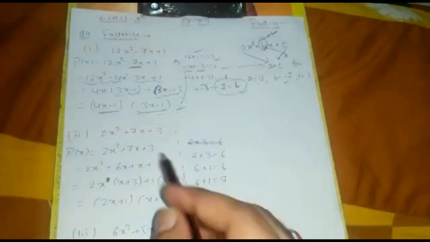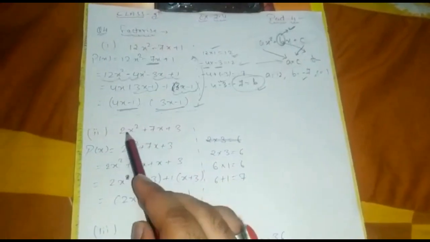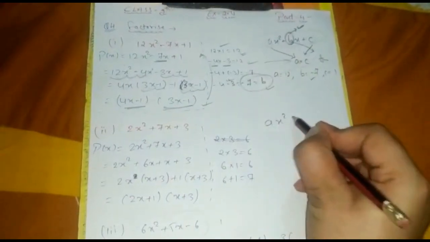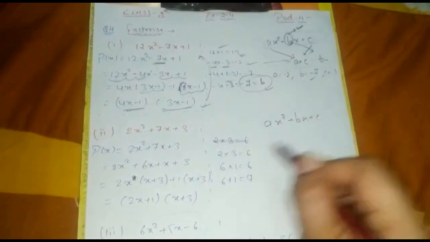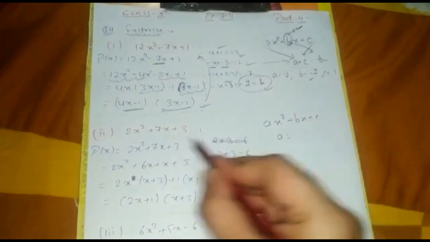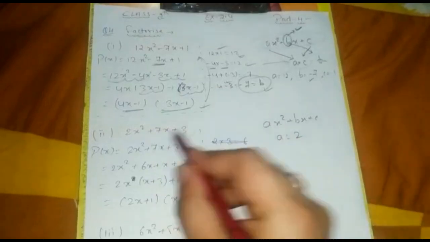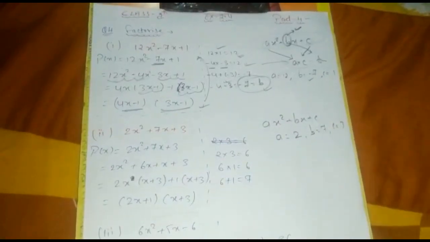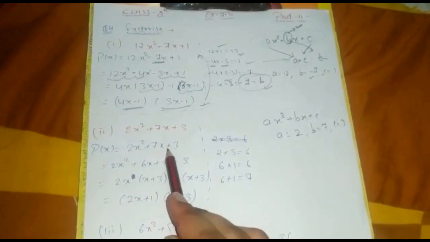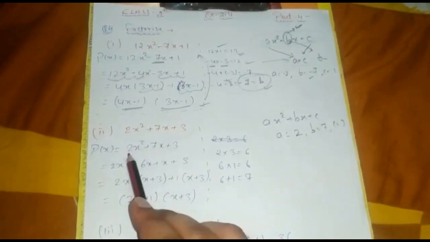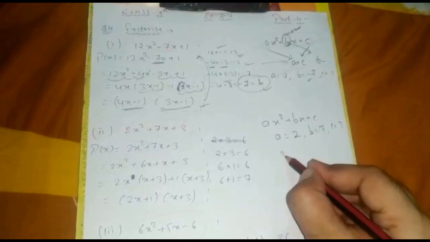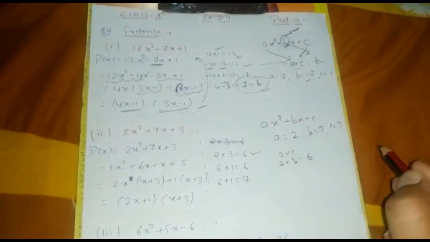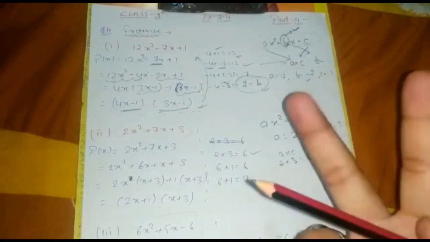Now we will discuss the second part of this question, 2x square plus 7x plus 3. Again ax square plus bx plus c. When we compare it, a will be equal to what? 2, the coefficient of x square. b will be equal to what? 7, and c will be equal to what? 3. So 2x square plus 7x plus 3. a into c, which gives what? 2 into 3, and that will be equal to what? 6.